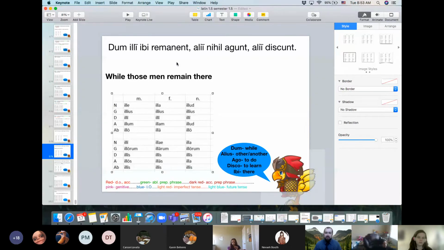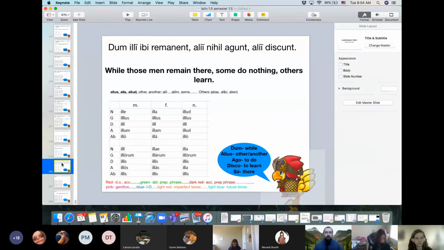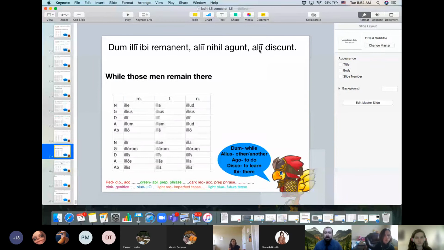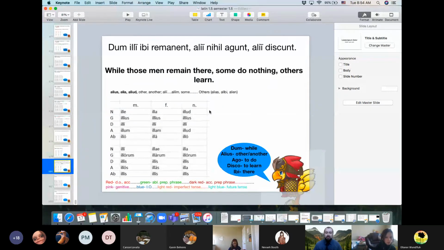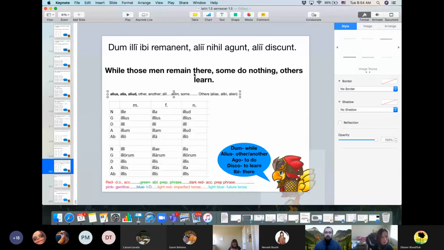Others agunt nihil, anyone? I have ago down here. What would agunt nihil be? That's good old present tense, but how do we actually translate it? Do nothing. Yeah, good. And here, this is an advanced trick because then I see a second alii. So it's like others do nothing, and then I say others again, which sounds a little weird. Others learn. Disco is to learn. So an advanced technique would be: while those men remain there, some do nothing, others learn.